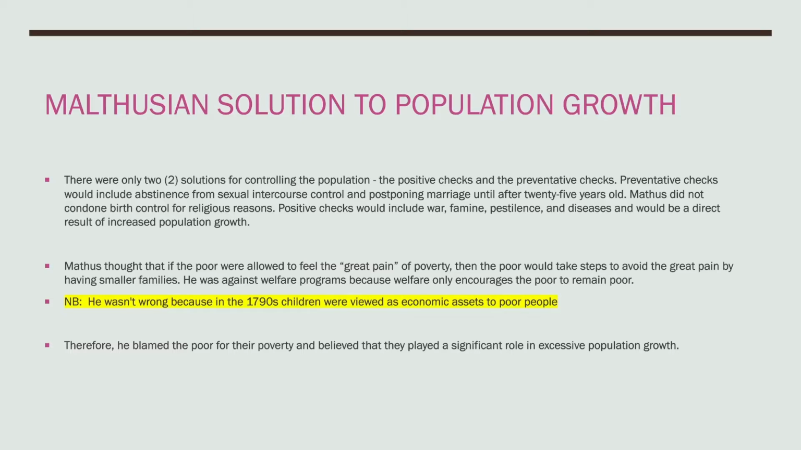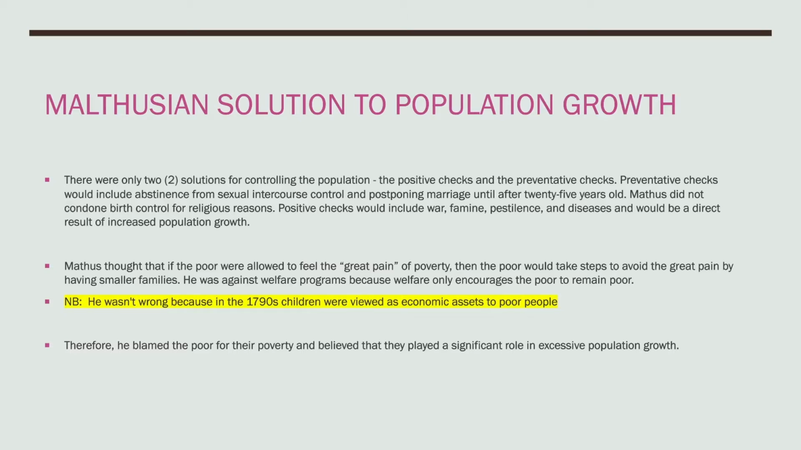Now, the positive checks would include war, famine, pestilence, and diseases, and would be a direct result of increased population growth, right? So positive checks are really people dying, not necessarily of natural causes, but of causes that don't involve, like, murder, right? And so he's saying that at the end of the day, it's an effective way of the population being reduced. So it's a positive check.